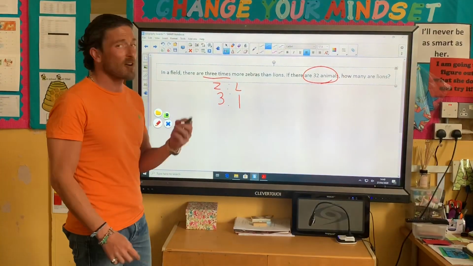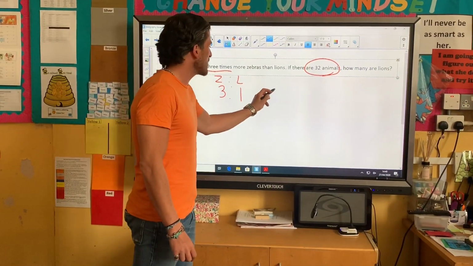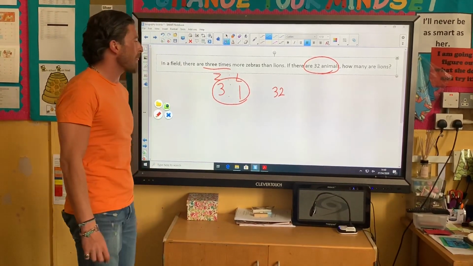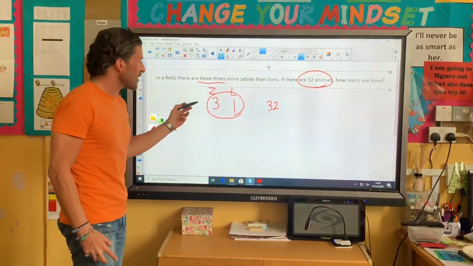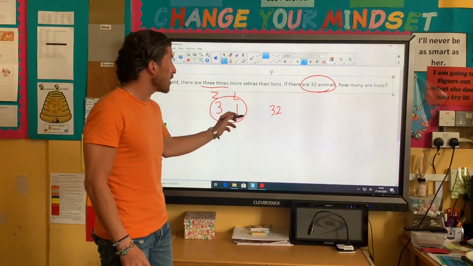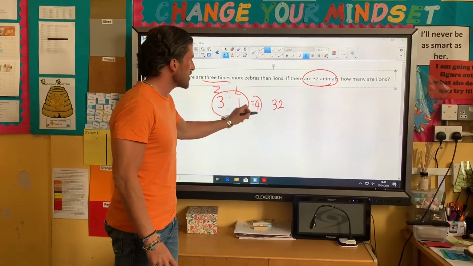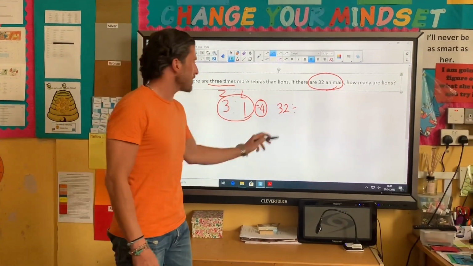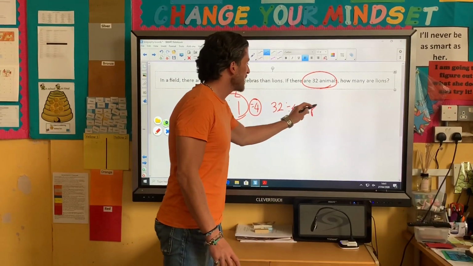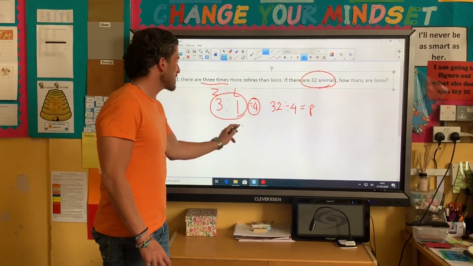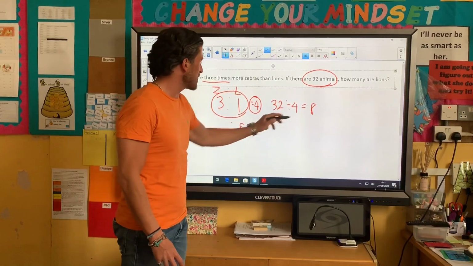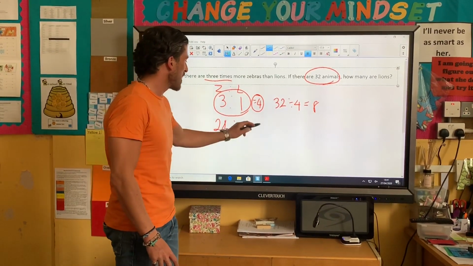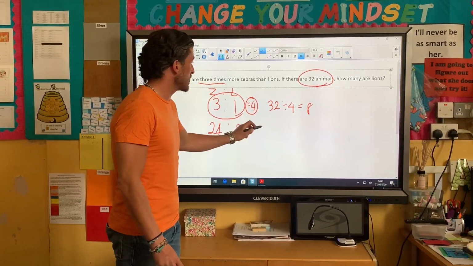Okay, so we know that there are 32 altogether. So what we have to do based on that is essentially work out how many bits we've split up our selection of animals into. So 3 lots of zebras to 1 lot of lions means that it's 4 sections. So to find out what one section is, I've got to divide 32 by 4. So 32 by 4 is 8. So therefore, the lions, there has to be 8 of them, and then 3 lots of the 8 is 24, which then leads us back to 32 animals.